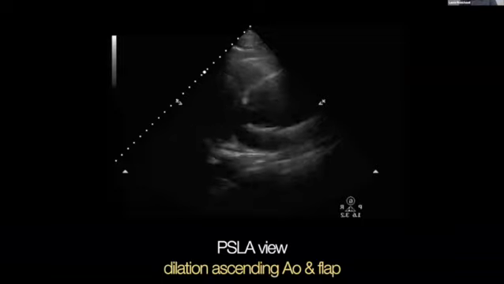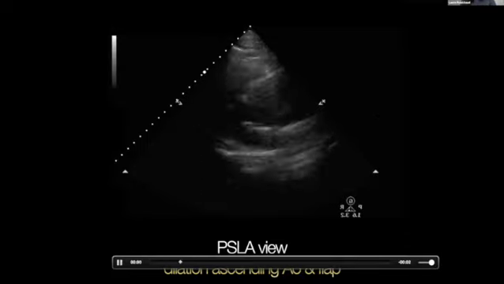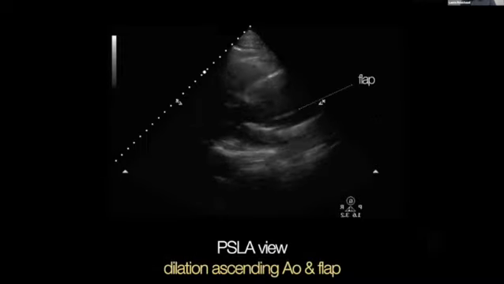The other thing that we can notice on this image, and I hope you're able to appreciate this, is that it looks like there's a little flappy thing right at the bottom of my ascending aorta. That is actually a flap. So not only do you have the dilation of the ascending aorta, but you can appreciate maybe a flap right there.